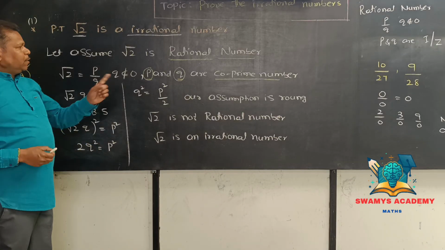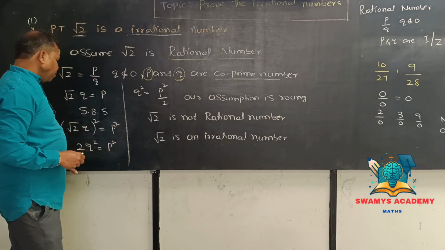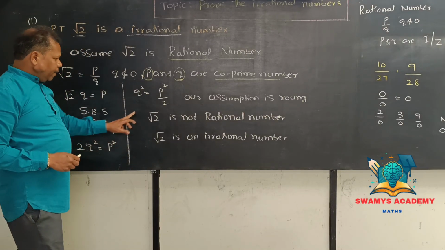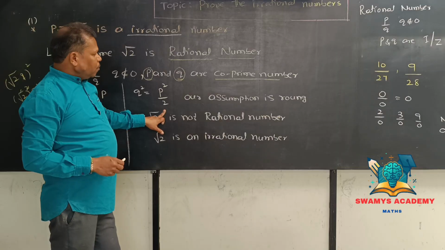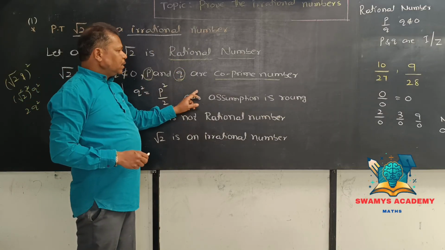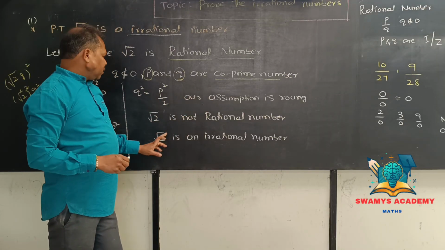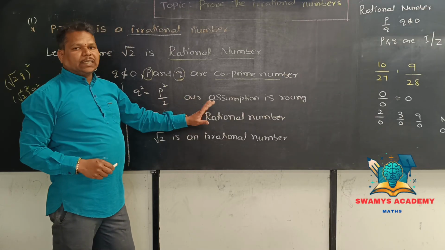But we took p and q as co-prime as well as rational. But here we are getting a multiple of 2, that is, divisible by 2. That becomes the opposite of what we took. So our assumption is wrong. Square root of 2 is not a rational number. Square root of 2 is an irrational number.